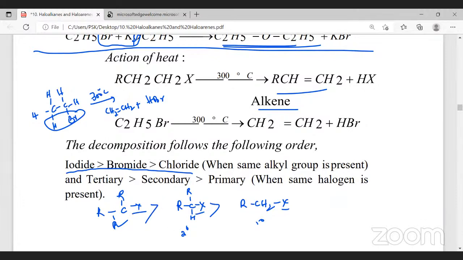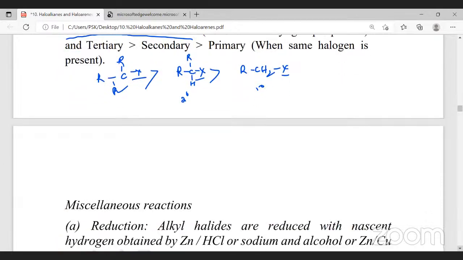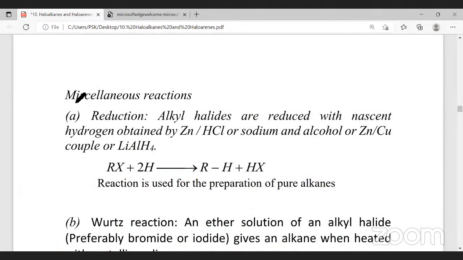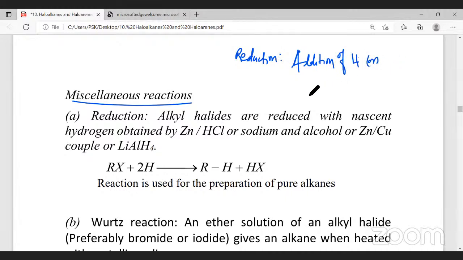All right. Next, other reactions, called miscellaneous reactions. Some of the reactions like reduction. Now, alkyl halides on reduction, what is formed? Alkanes are formed. Now, what is reduction in organic chemistry? Reduction is addition of hydrogen, or the removal of oxygen.